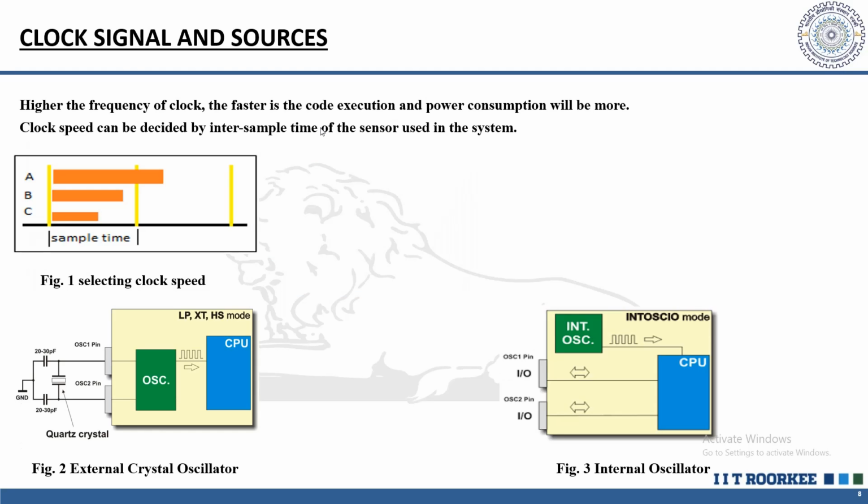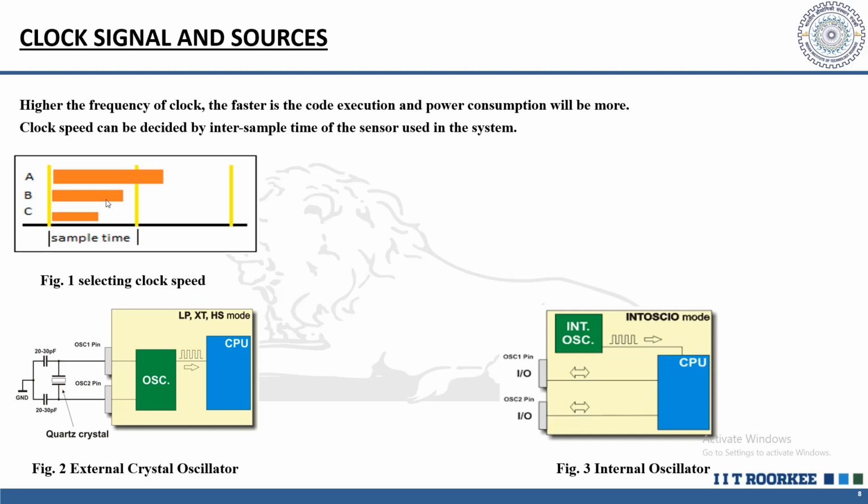Now the clock signal and sources. The higher the frequency of the clock, the faster the code execution, and the power consumption will be more. Clock speed can be decided by the intersample time of the sensor. So the yellow line represents the intersample time. The clock time should be more than this intersample time, then only it can detect the sensor values.